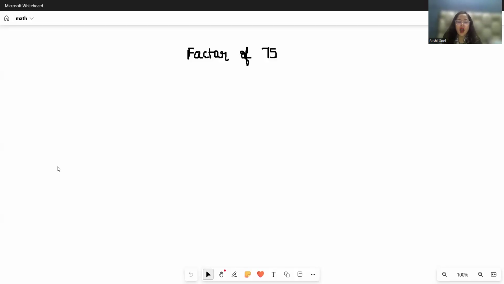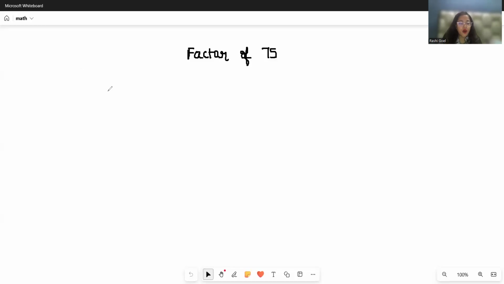Can you guess how many numbers can divide 75 perfectly without leaving a remainder? So let's find out if 75 is just another number or something special. So what are factors? Factors are numbers that divide another number without leaving a remainder. So we are looking for all numbers that divide 75 completely.